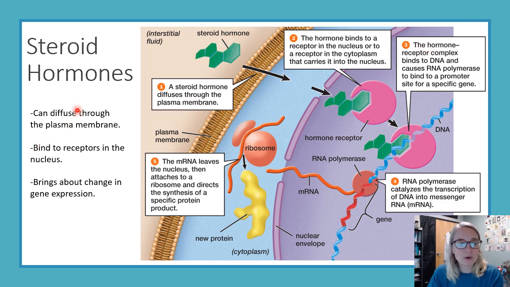For these steroid hormones, I've pointed out the key things here. Because they're lipid soluble, they can diffuse directly through the plasma membrane. They have receptors, but they're not on the outside of the cell. They actually diffuse all the way into the nucleus before they find the receptor.